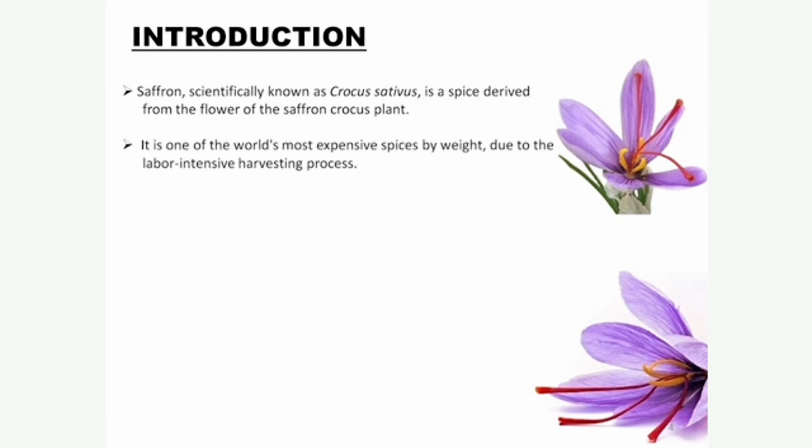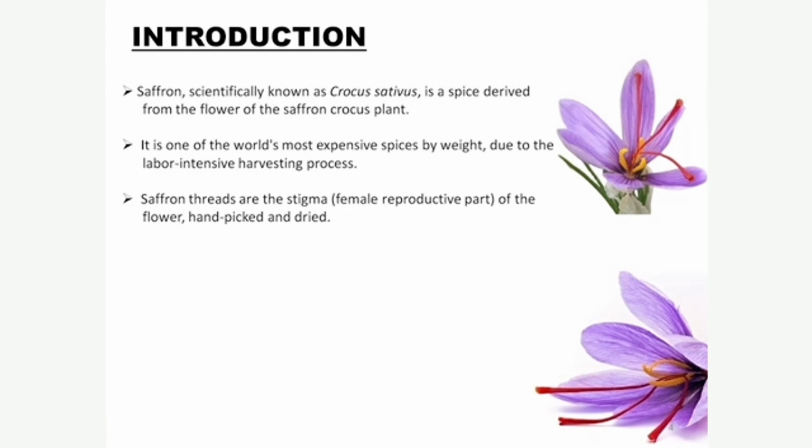Generally, saffron is the world's most expensive spice because of the labor-intensive harvesting process. The saffron threads are the stigma, which is from the female reproductive part of the flower. Generally, saffron is hand picked, and after that it is dried. Saffron spice is generally prized for its distinct flavor, aroma, and rich golden color, which it imparts to the dishes.